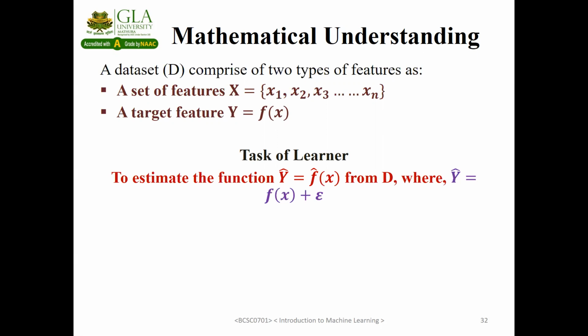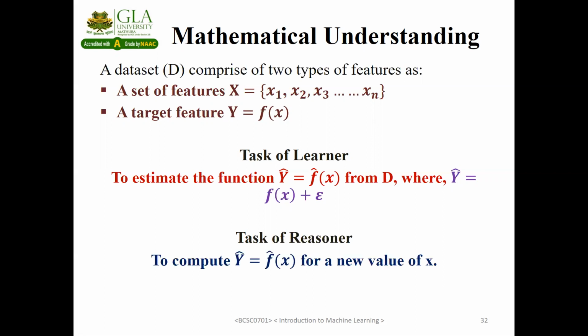So here we represent that estimated function as y cap or f cap of x, from the data set D using the machine learning algorithm, where the estimated function y cap is equal to the actual function f(x) plus some error. The task of the learner is to estimate the function f(x) such that this error epsilon is minimized. And the task of the reasoner is to compute the estimated or predicted value of f(x) for a new value of x.